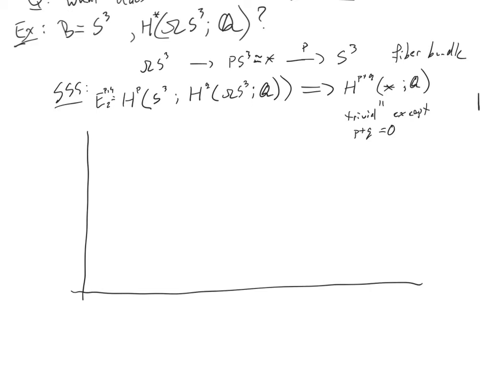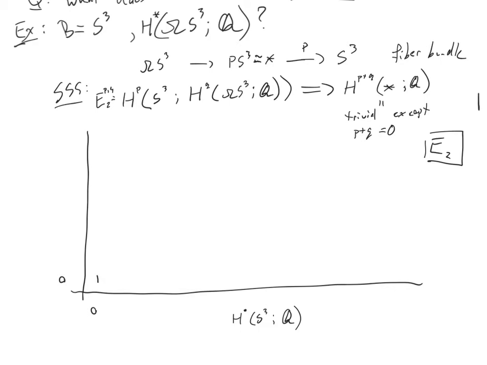So what you do is you start with the data that you know in the spectral sequence. So I'm going to write the E2 page. And the thing I know is the bottom row. So the bottom row is the cohomology of S3 with coefficients in Q, because at least loops S3 is connected.